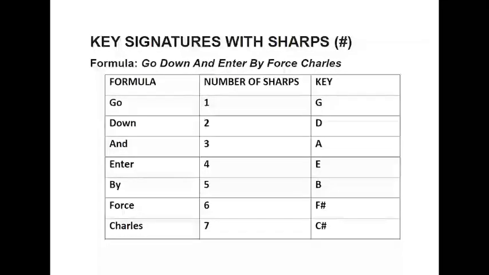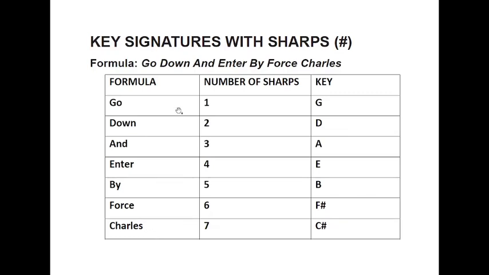Key signatures with sharps. We go back to our formulas. There is a special formula that we all need to understand very well by heart. A formula for sharps. The formula says: Go Down And Enter By Force Charles. Go Down And Enter By Force Charles.